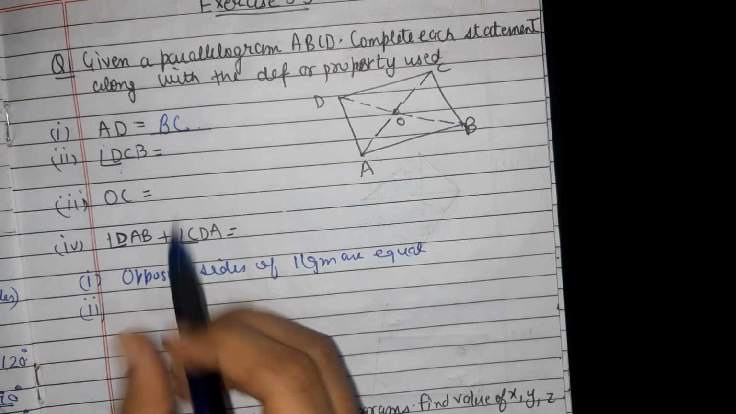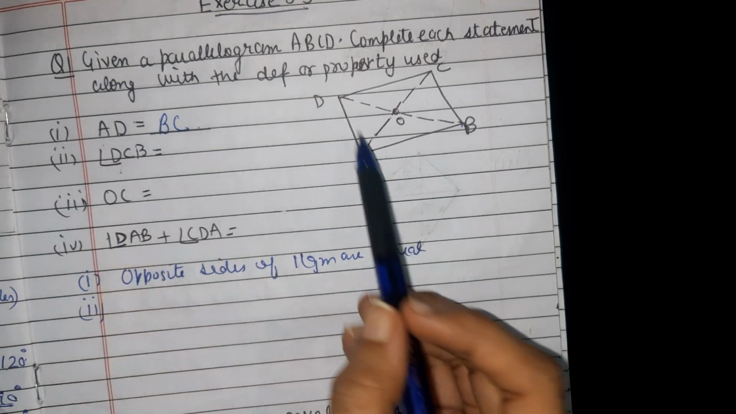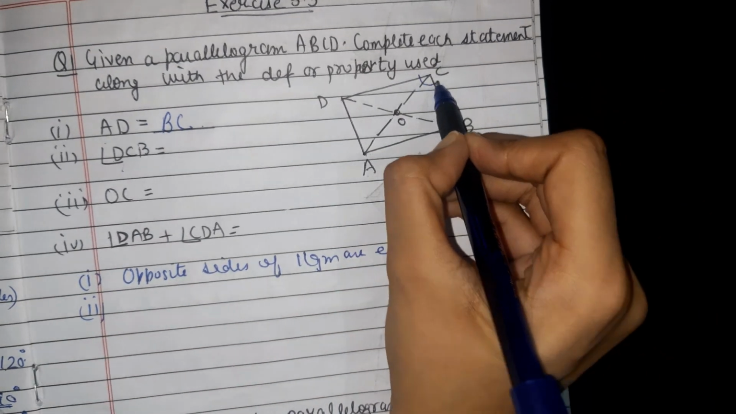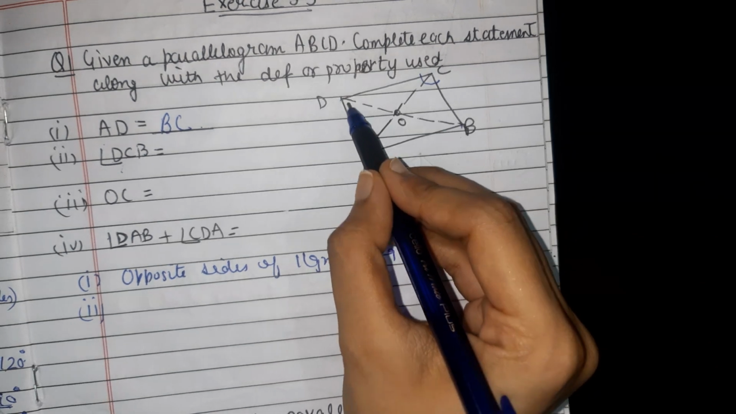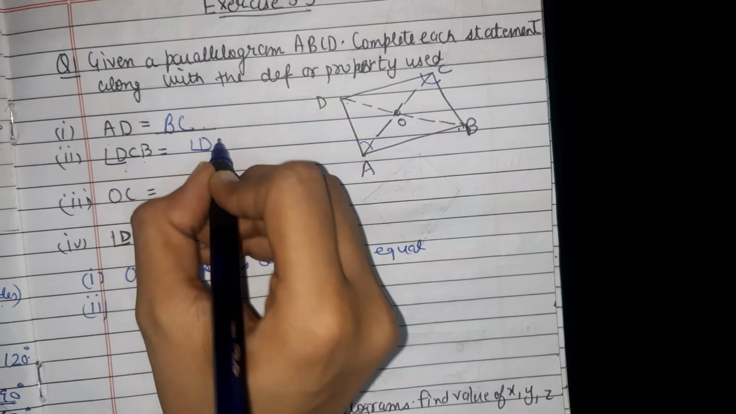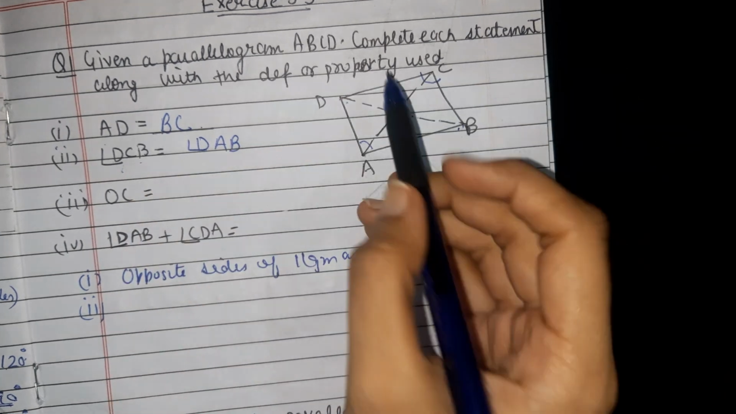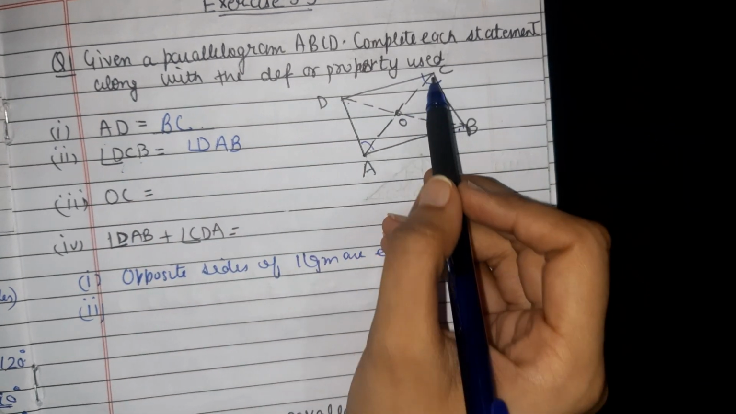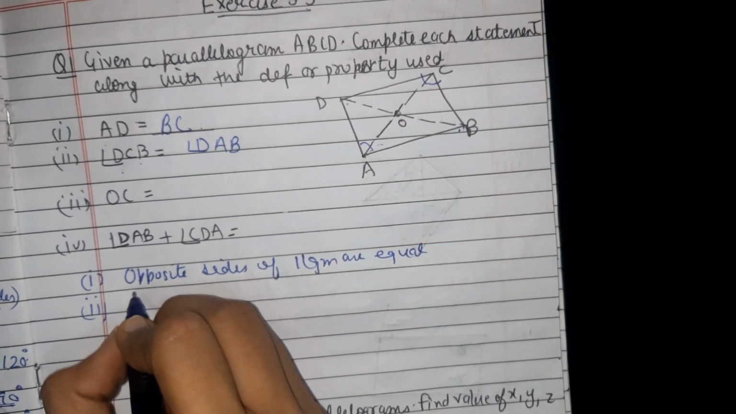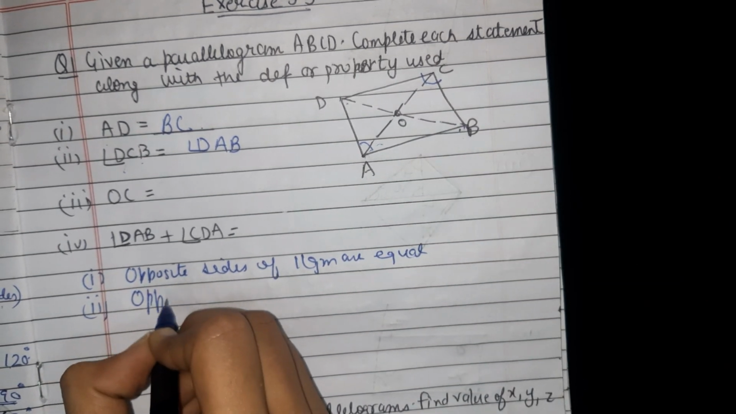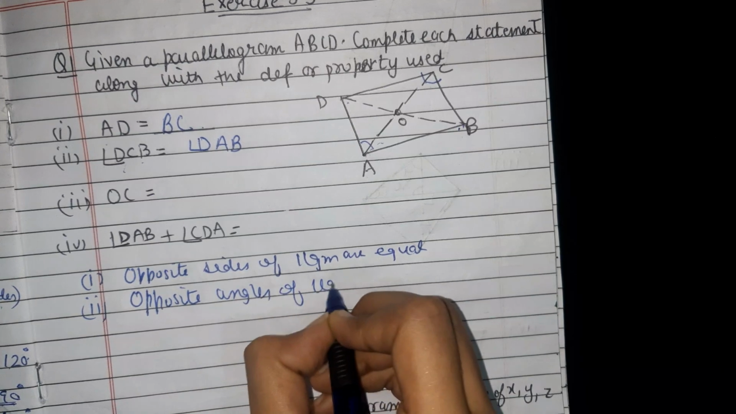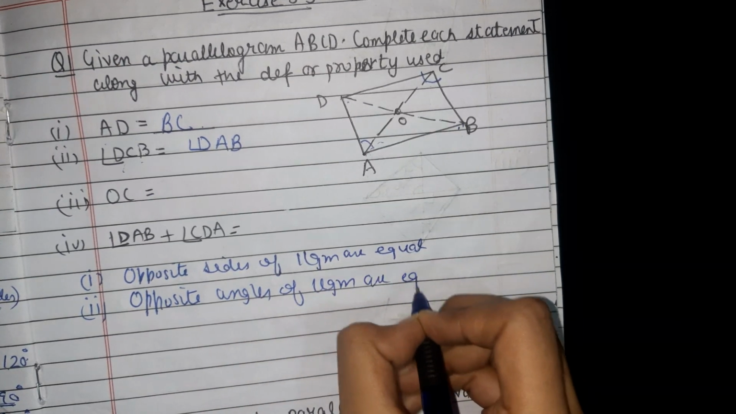The second part, angle DCB, that is this angle, is equal to angle DAB. Angle DCB is equal to angle DAB. Why? Because the opposite angles of the parallelogram are also equal. So the reason is the opposite angles of the parallelogram are equal.